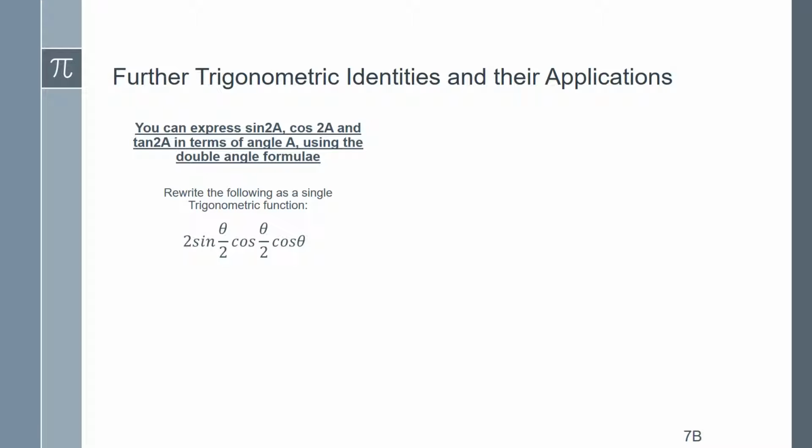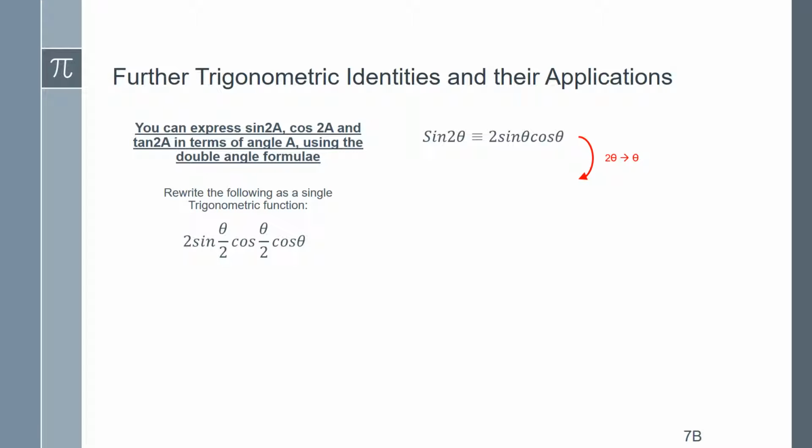So we can use these to do all sorts of exciting sums. 2 sine (theta over 2) cos (theta over 2) cos theta. We want to rewrite it as a single function. Well, we sort of recognise a bit of it. We say, hang on, there's a 2 sine cos. That looks like a double angle formula.